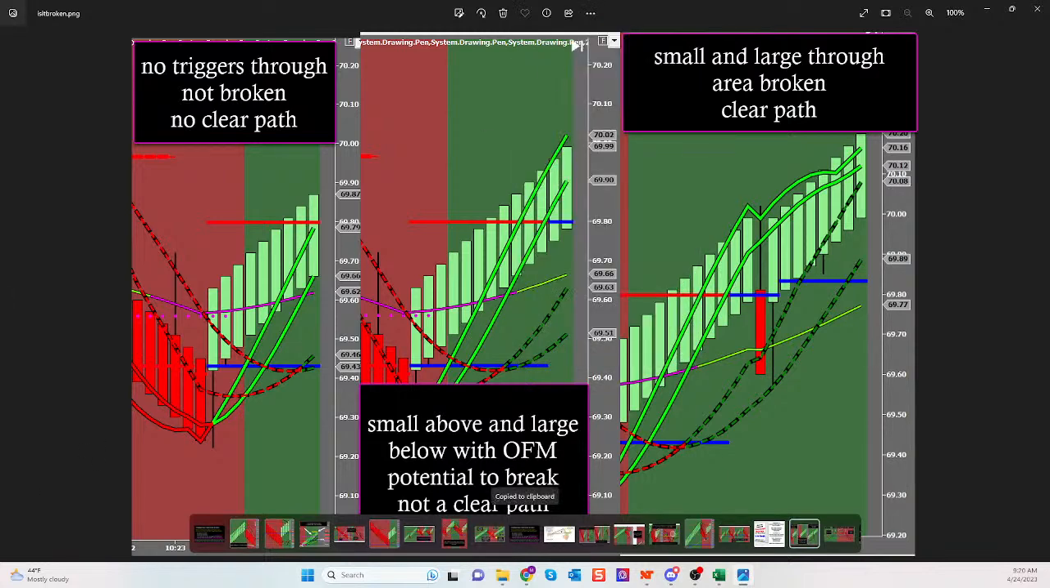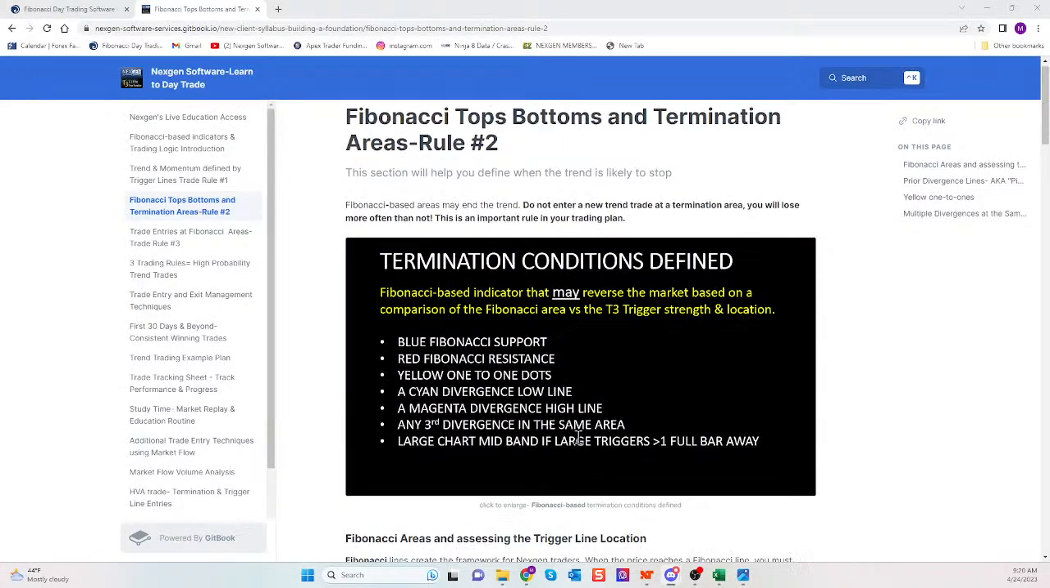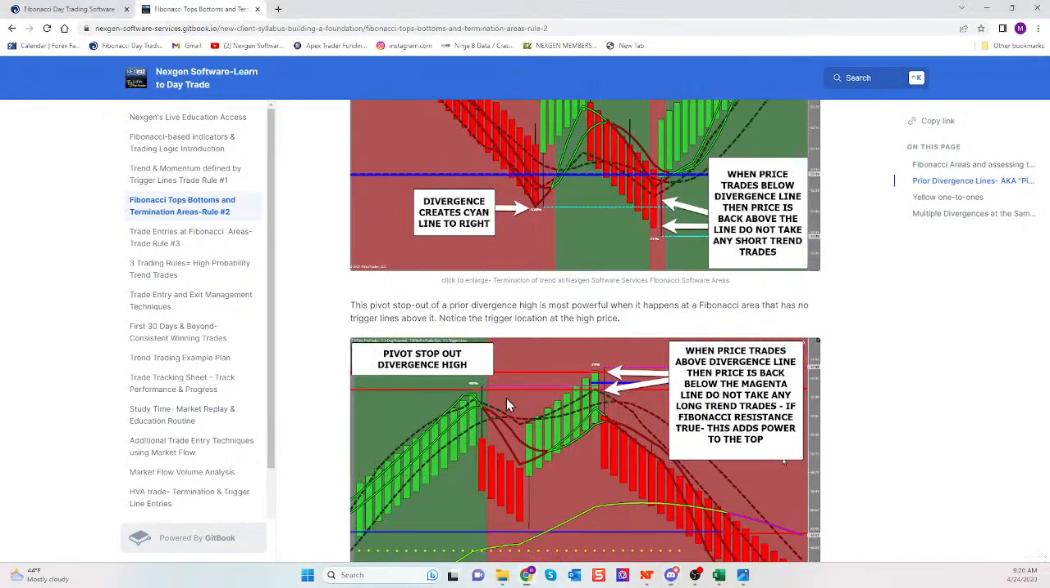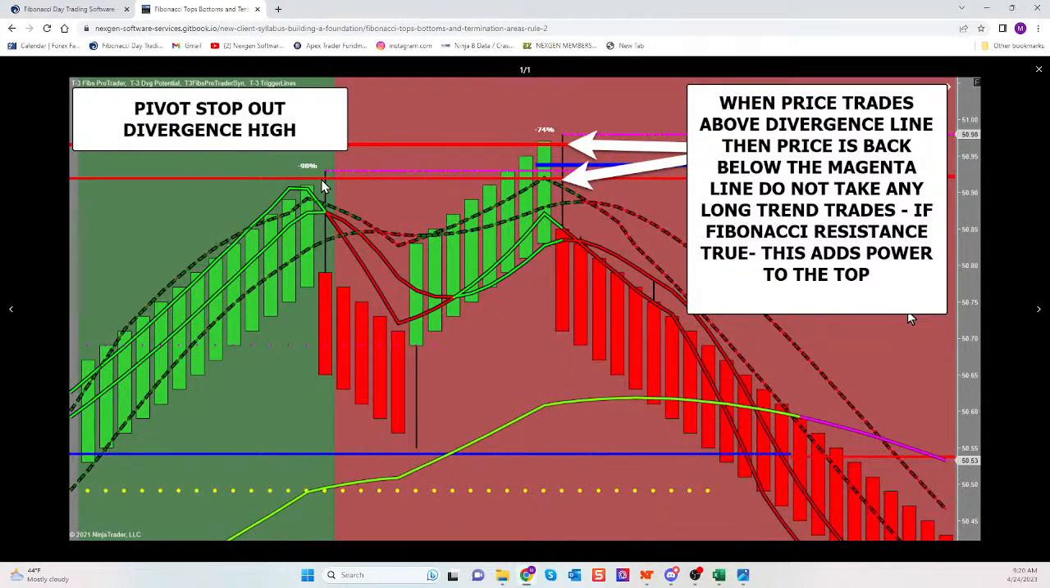So simple two-part process. Price reaches the area. Where are your trigger lines? Trigger lines remain below on resistance. No more long trades into that area. It's an area that may reverse the market or create a bounce.